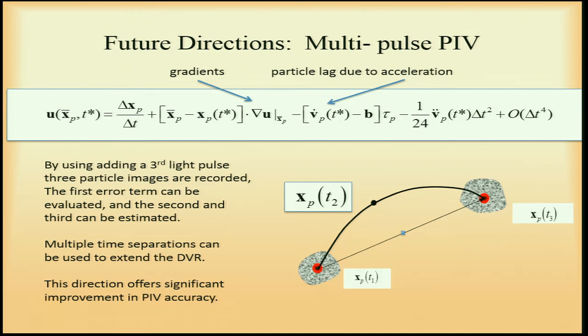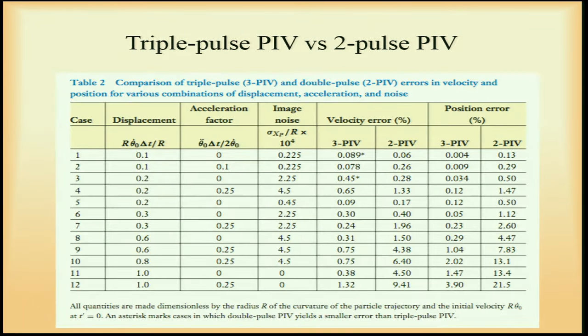Well, the idea is to add a third light pulse shown here. So this light pulse is at T2, and this one is at T3. This is the initial one. So now we can estimate where the particle is located instead of saying, well, it's just someplace between these two images. And we can also estimate the acceleration and do some correction for this term. There's also an expectation that it will improve the accuracy of just the delta x over delta t measurement.